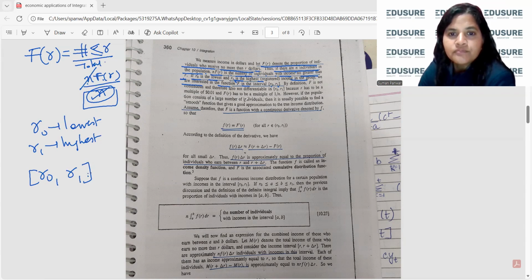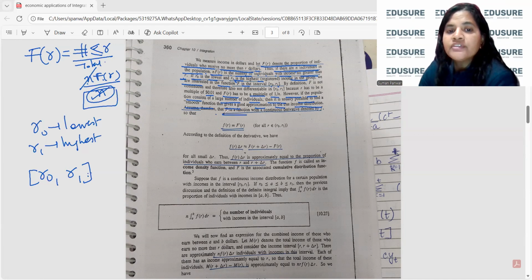Because r has to be a multiple of $0.01 and F(r) has to be a multiple of 1/n. However, if the population consists of a large number of individuals, then it is usually possible to find a smooth function that gives a good approximation to the true income distribution.